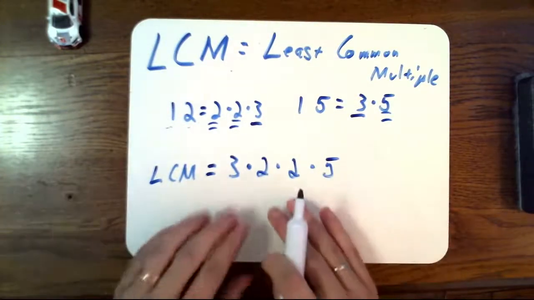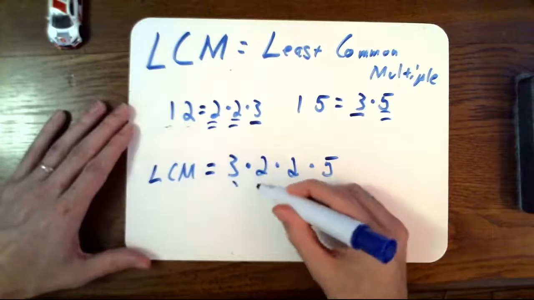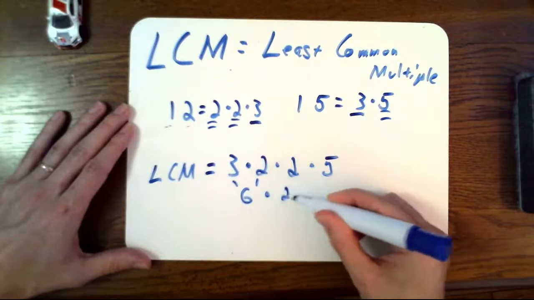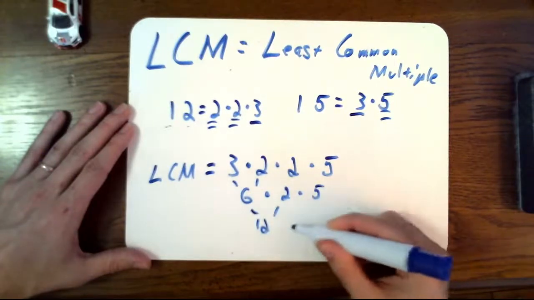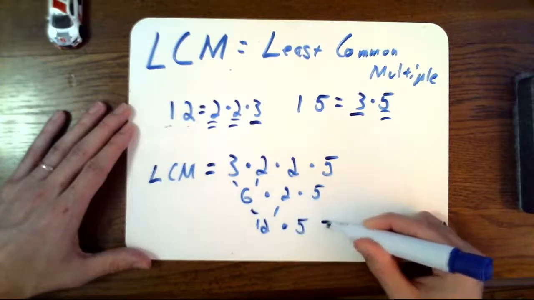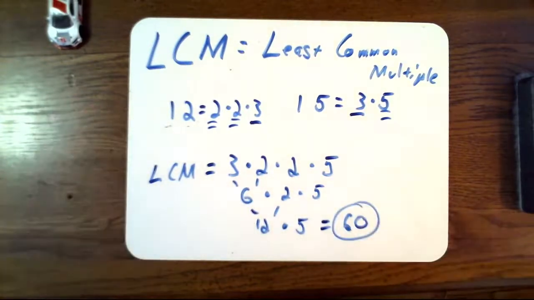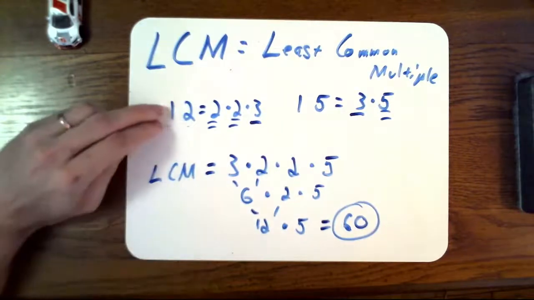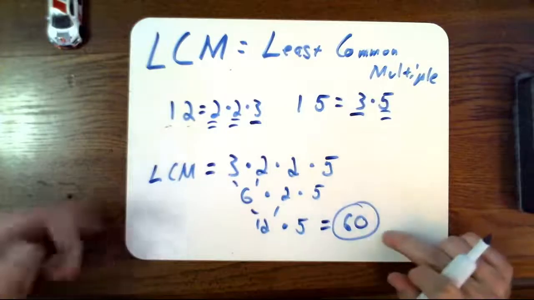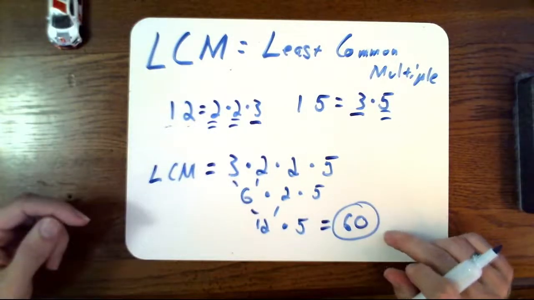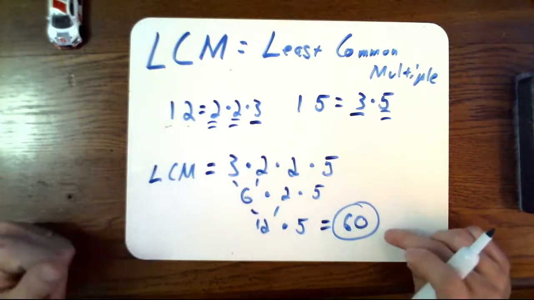Now once we multiply this out, this will tell us what the LCM is. 3 times 2 is 6. 6 times 2 is 12. 12 times 5 is 60. So we could have written the multiples of 12 out. We could have written the multiples of 15 out. And eventually we would find that the first multiple they both share is 60.